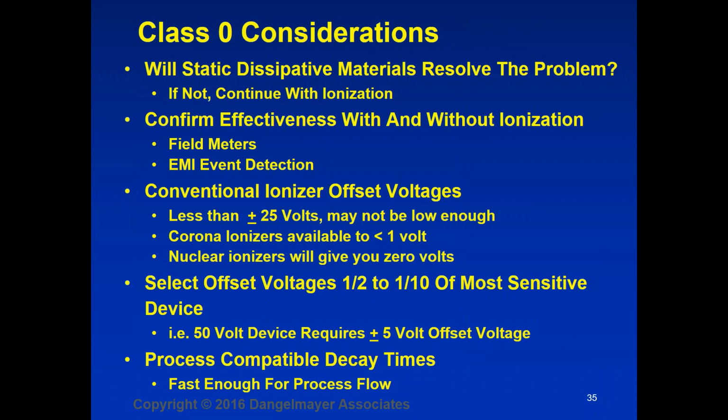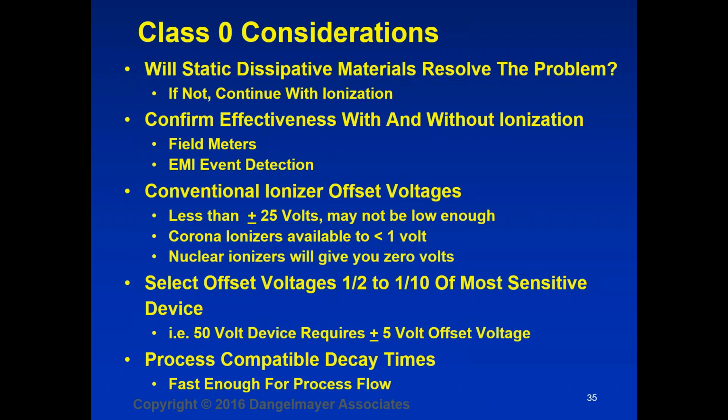So what are the class 0 considerations for these ionizers? What do we need to be thinking about? Well, the first thing we need to be thinking about is whether we need the ionizer at all. If we can resolve the problem with static dissipative materials, this is a much simpler and much more consistent method, and it's not prone to human error. Misdirection of the ionization flow is not a problem with static dissipative materials.